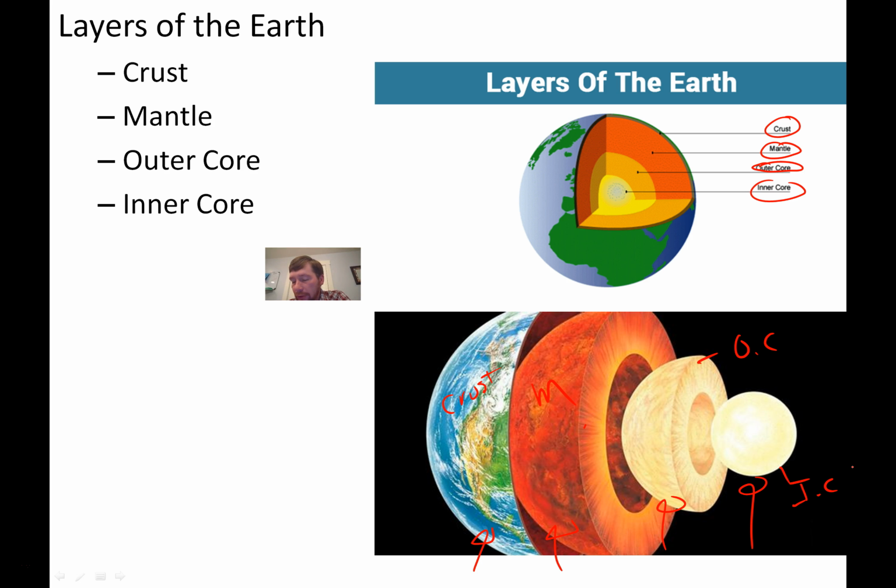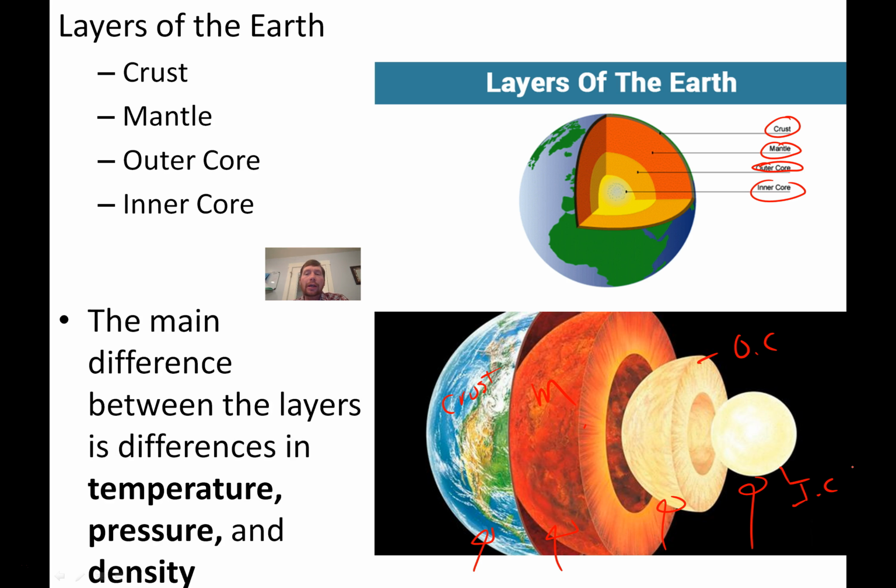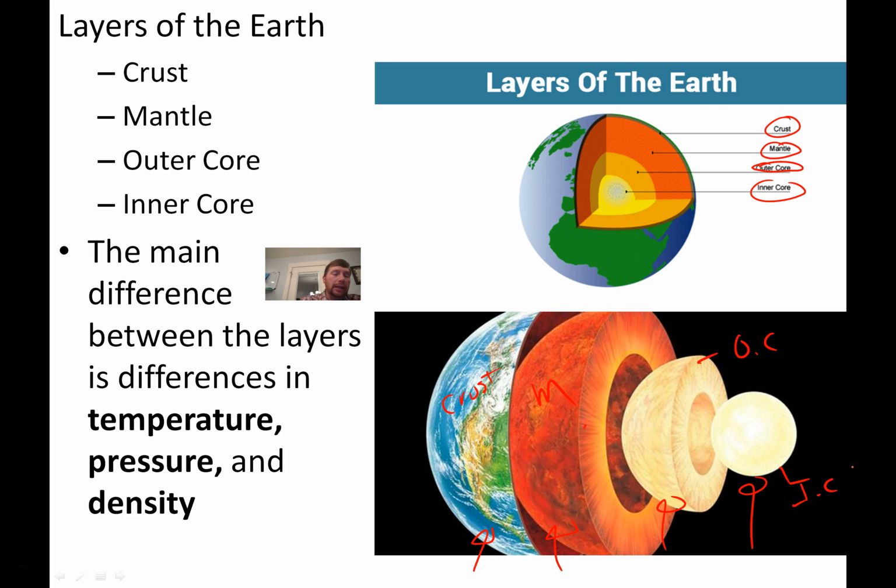Now, why do we have 4 distinct layers of the Earth? It's because of differences in temperature, pressure, and density. Between the crust and the mantle, there are big differences in temperature, pressure, and density. Between the mantle and the outer core, and then between the outer core and the inner core, there are also differences in pressure, density, and temperature.